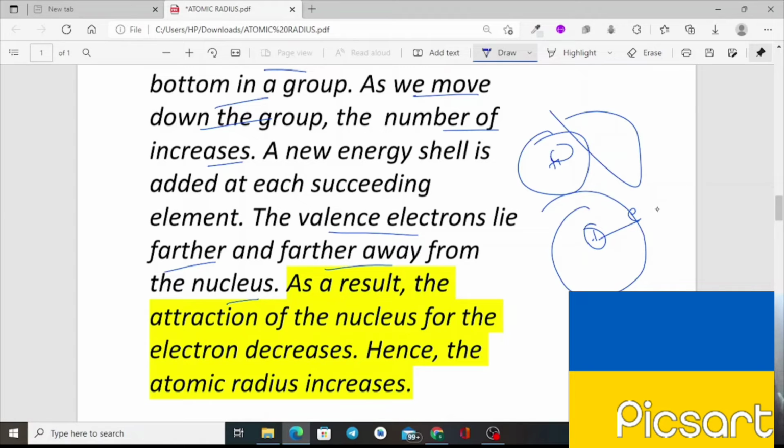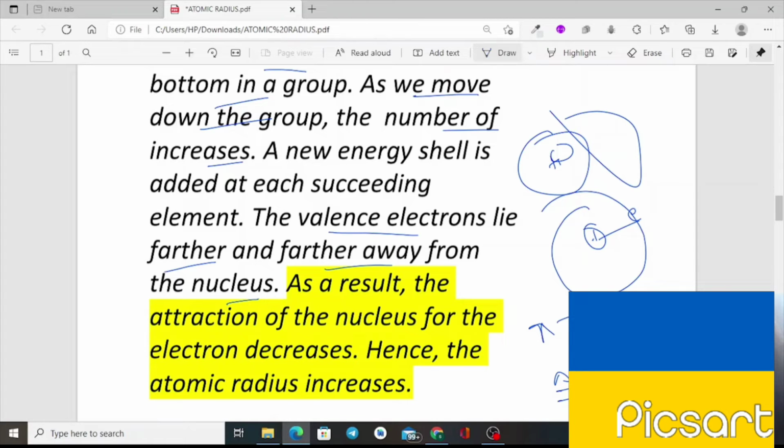But here we have seen that the atomic radius keeps on increasing because of the greater number of shells. Okay, so what is the trend in the group? When we move from top to bottom, the atomic radius keeps on increasing, okay.